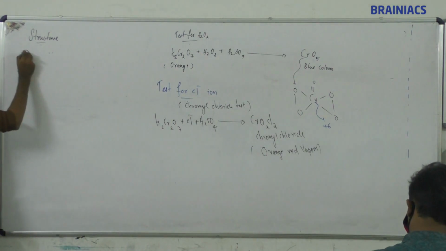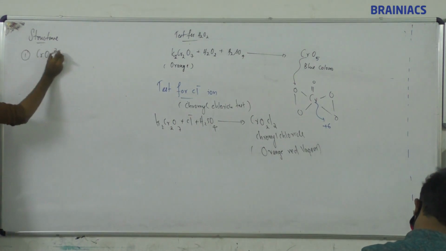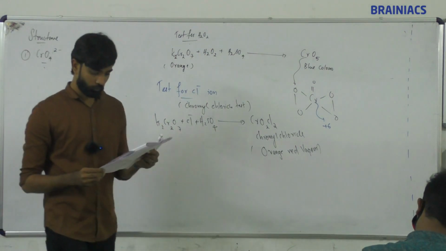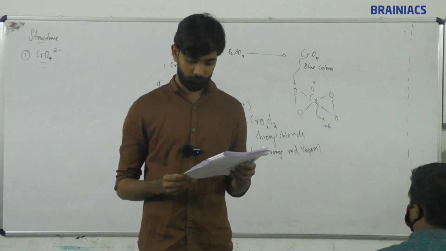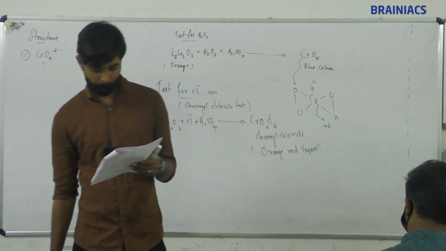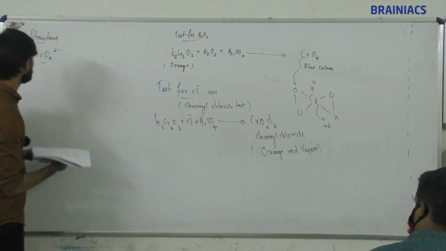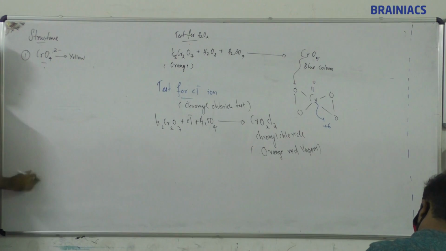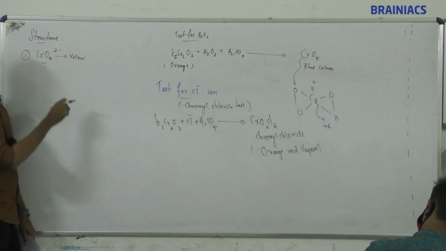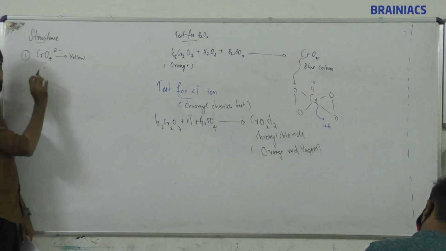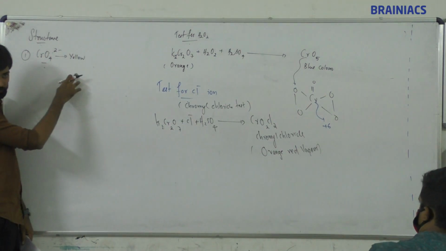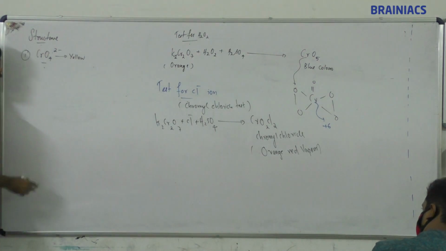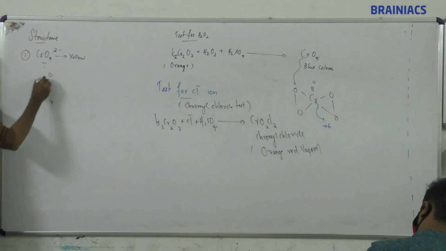Number 1, CrO4 2 minus. Chromate is a yellow colored one, right? So it is a yellow colored ion due to LMCT. Even though the chromium is in +6 oxidation state, with d0 configuration, it has a color due to LMCT, and it has a tetrahedral shape.